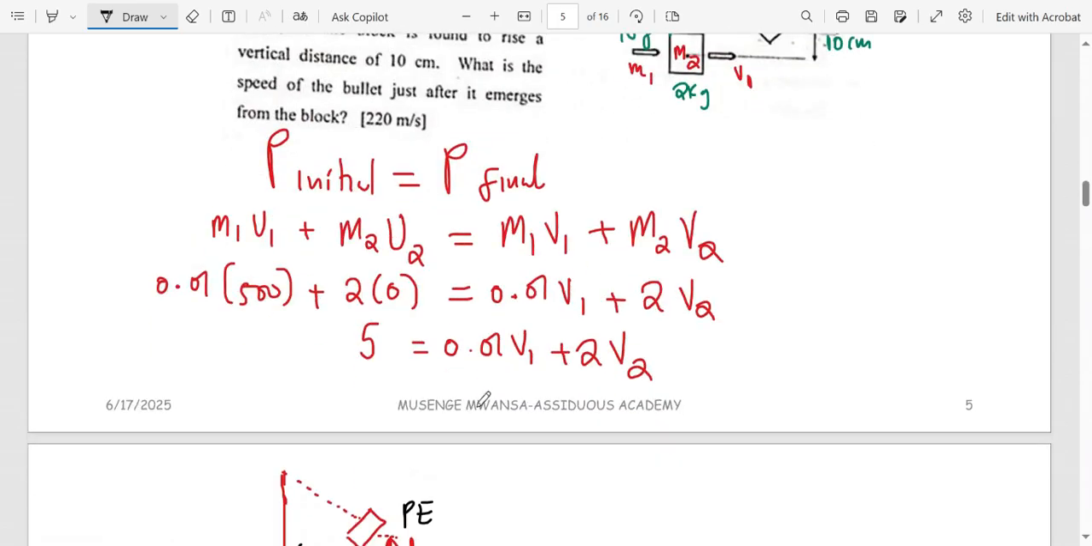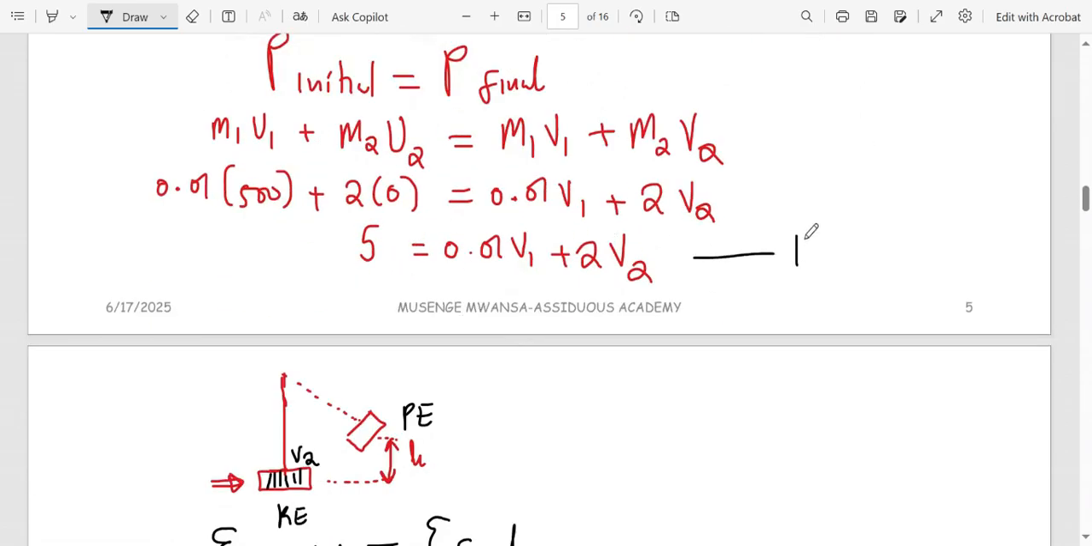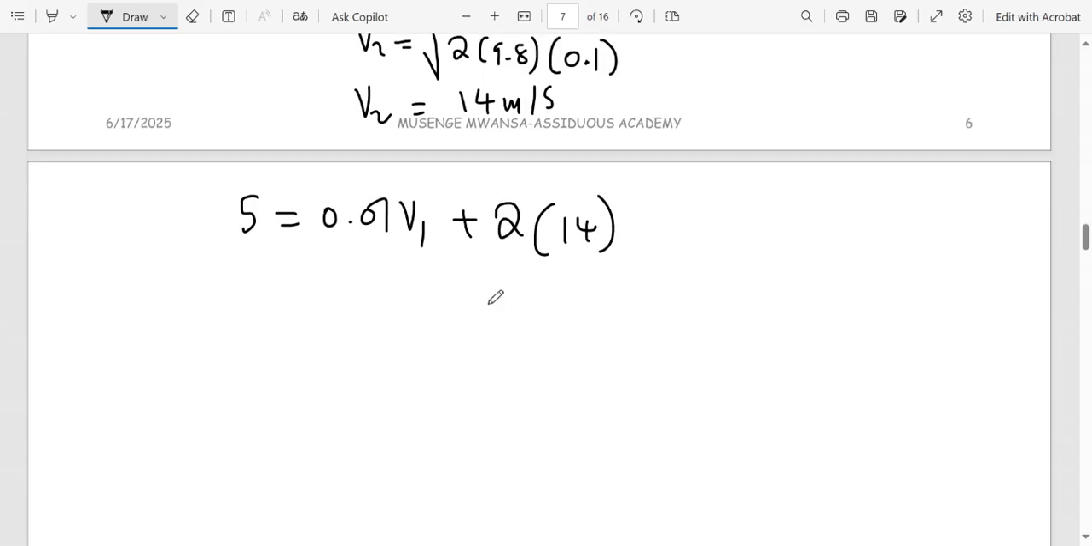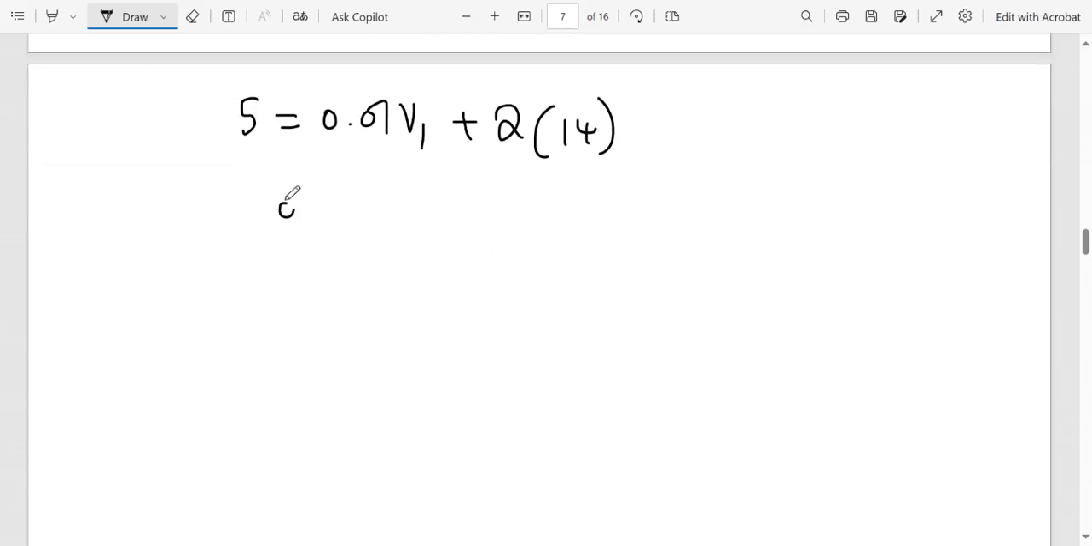So we can now go back to equation 1. 5 is equal to 0.01 V1 plus 2 V2. Where there is V2, put 14. And this is going to give us 0.01 V1 being equal to 5. I'm going to take this number to the other side and it's going to become a negative value, isn't it? So 2 times 14.